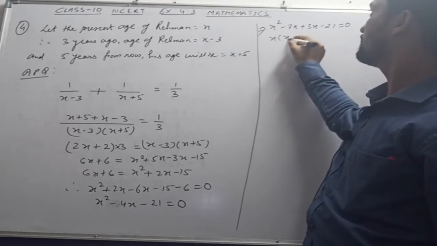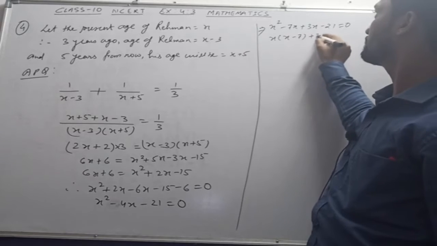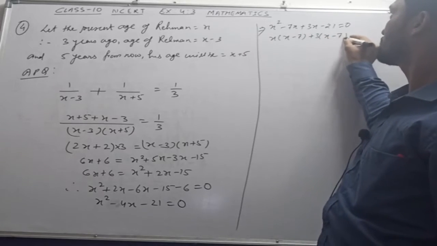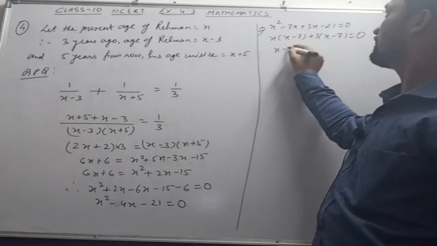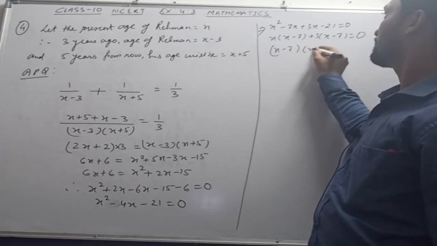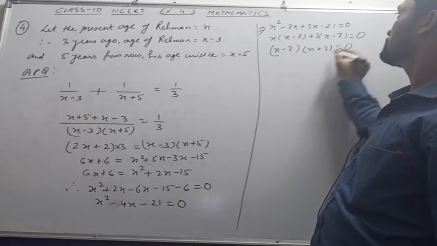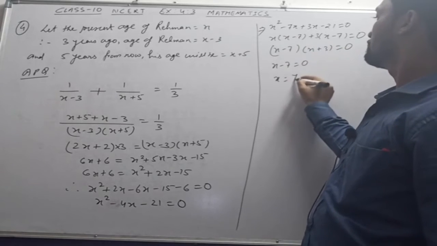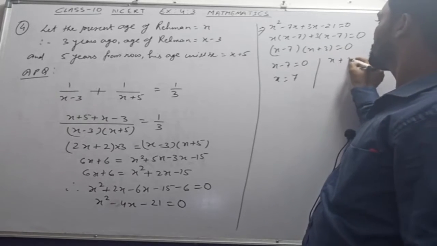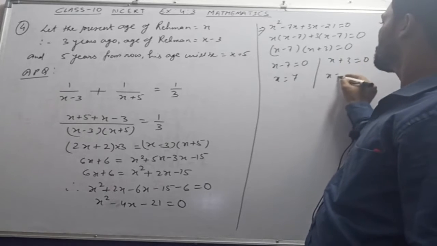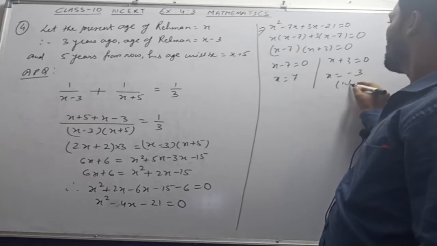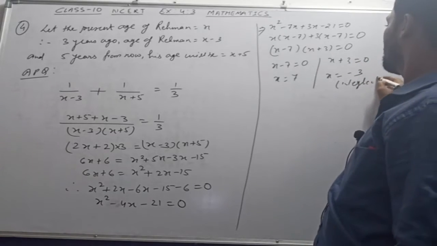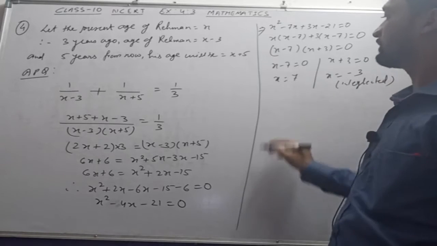So X will be common. So X minus 7 will be there, plus 3 will be common, X minus 7 is equal to 0. So X minus 7 and X plus 3 is equal to 0. So X minus 7 equal to 0, X equal to 7, and here X plus 3 is equal to 0, X equal to minus 3. As you know, age cannot be negative, so this minus will be neglected.